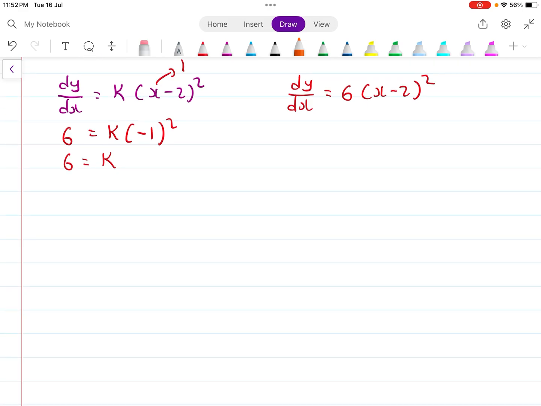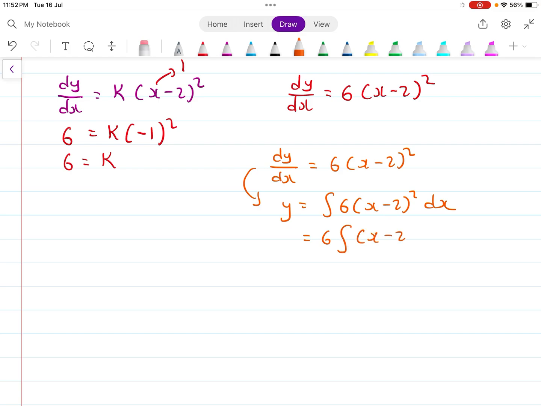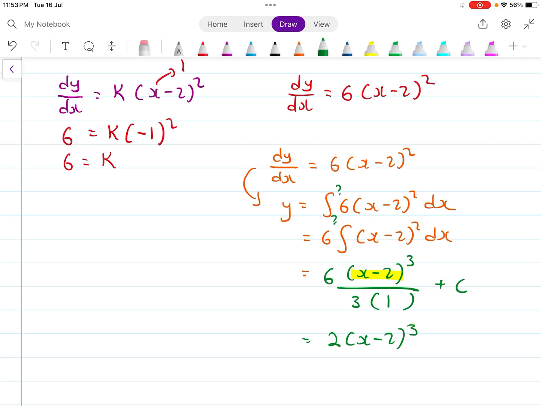So I do the integration. dy/dx is equal to 6(x minus 2) squared. To go from dy/dx to y, you integrate 6(x minus 2) squared dx. You can take out the 6, leaving the integral of (x minus 2) squared dx. Inside is just a linear function, so power plus 1 is 3, divide by the new power, and differentiate inside, which is just 1. Don't forget a plus c, because it's an indefinite integral, which just means there are no limits. So you do the manipulation, and eventually you get something like this, plus c. This is the equation of the curve.